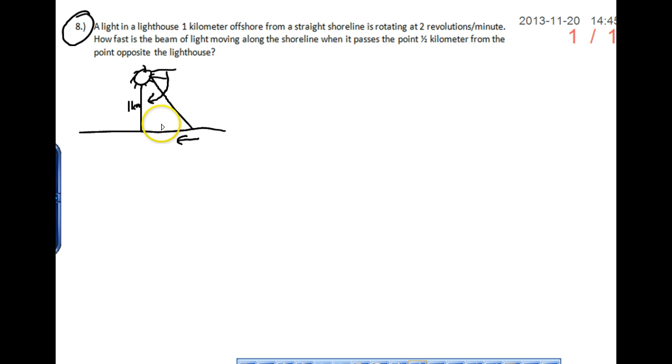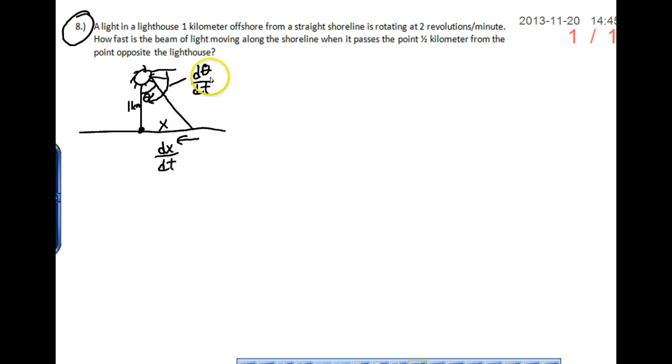So, let's say we have this distance x, that the beam of light is from the point directly across from the lighthouse. So, if x is this distance and the beam is moving, then there is a dx/dt. Now, if the beam is moving, that means from the lighthouse's perspective, there is an angle that is created. Call that theta. And since that is changing, there is a d theta/dt.